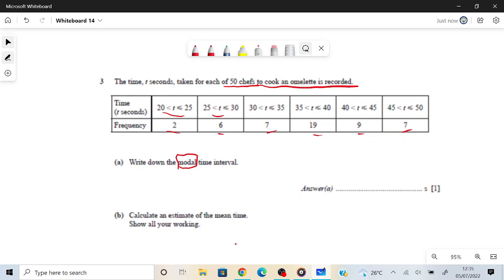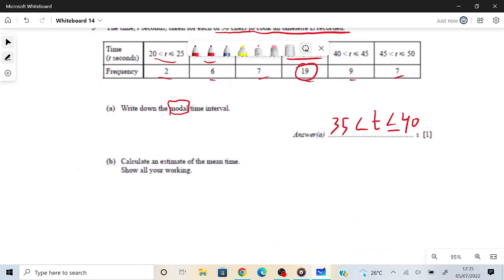And in order to see what is the modal, you have to see the frequency, the part of the table or the class width in this case with the highest frequency. And we can see that the highest frequency is 19, and the class width for that is 35 is less than T, which is less than or equal to 40. So for A, your answer is 35 is less than T, which is less than or equal to 40. That's the answer for A. On to the B part.